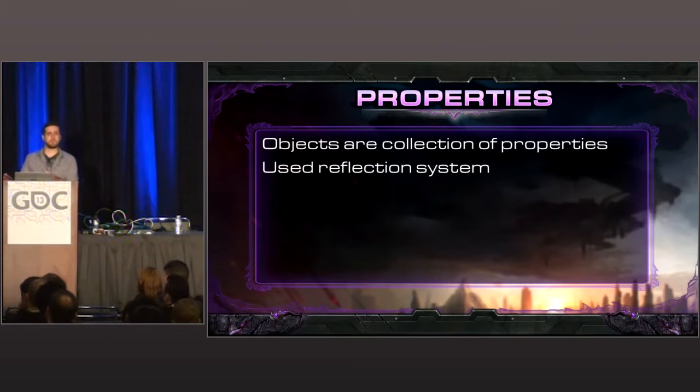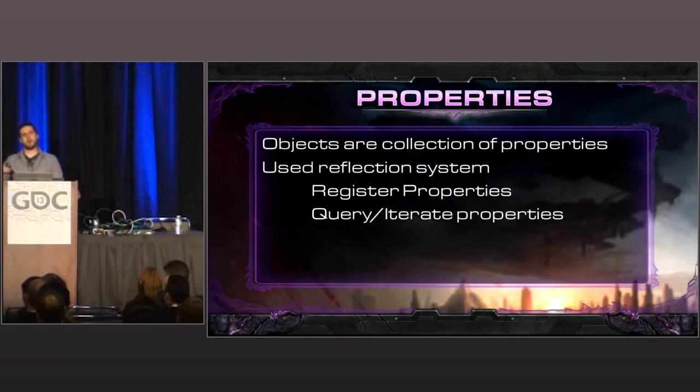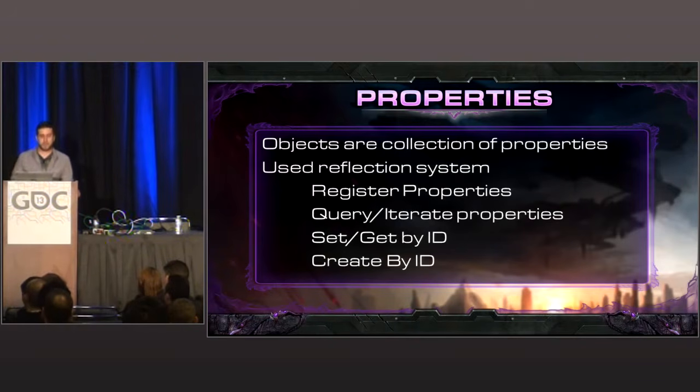For those of you who are not familiar with the reflection system, a lot of modern languages have them built in. We have a homebrewed version ourselves. The main purpose is that it allows you to register a member of a class into this reflection system, to register properties of it. You can then query and iterate all of the properties of that class. You can set and get by ID or by string, so you don't have to care what the member is or what the accessor functions are. You can just set and get by ID. And it also allows you to instantiate by ID, so you can create instances of the object based off the string ID.